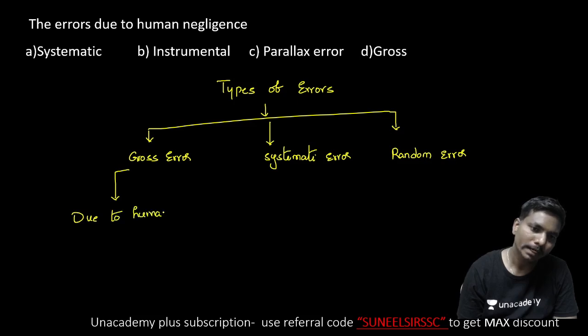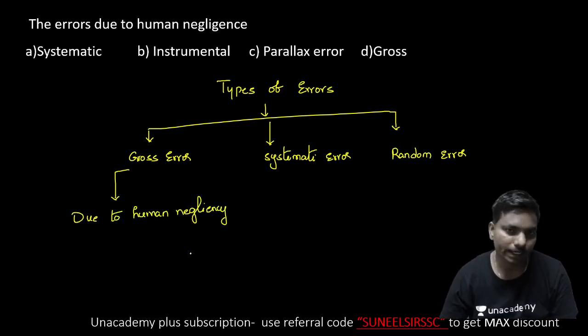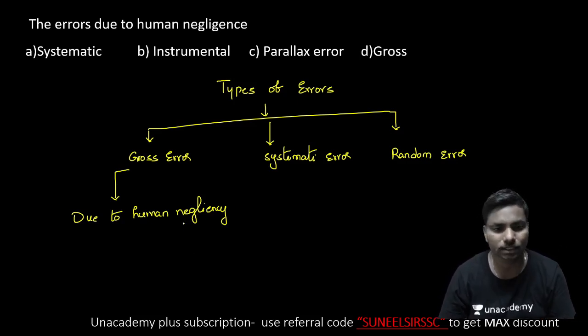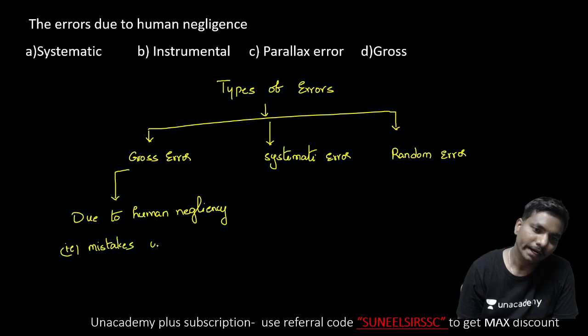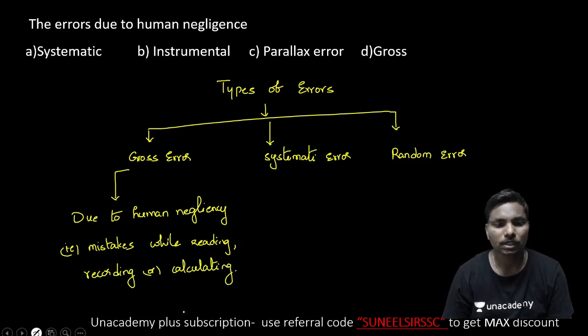We know very well some persons are negligent while taking the readings or while calculating. So if we are getting any errors by human mistakes due to human negligence, that is human mistakes while reading, recording or calculating. In any case, if you are making mistakes, then those errors come under gross error.